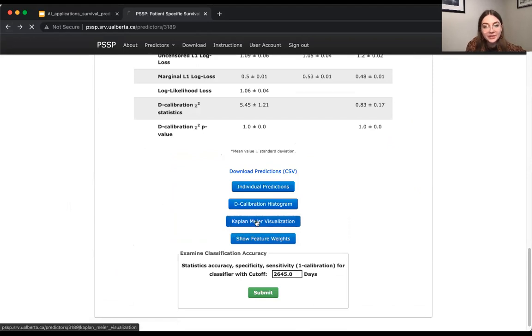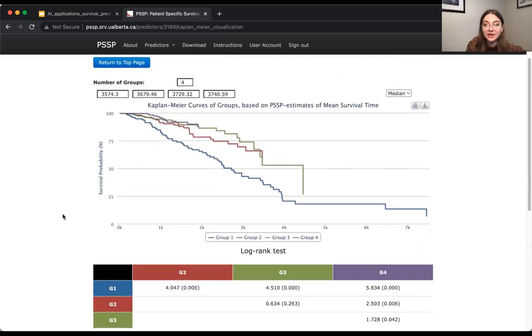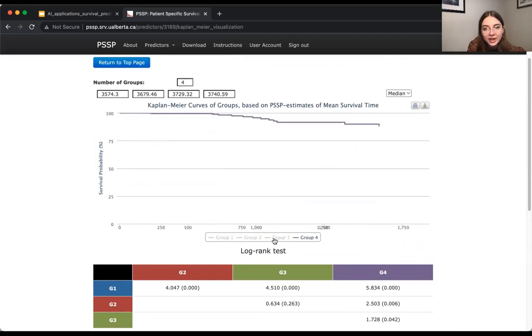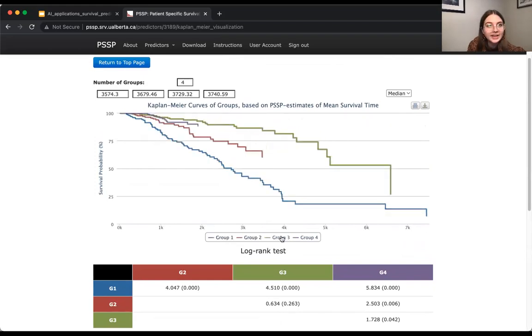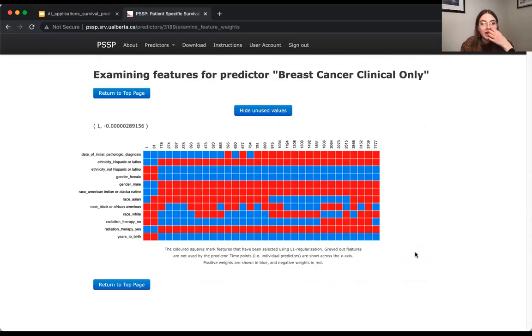And then you can look at the Kaplan-Meier visualization. Based on the PSSP estimates, it bins these patients into different groups and shows what each of them look like, and you can play around with that. Which I think is pretty cool. And then you can also take a look at the feature weights to try to figure out which of these features, and these are specifically clinical features, ended up being important. Yeah, there's a ton of other features as well. If you have any data sets that you want to test out, I would highly recommend playing around with this tool.